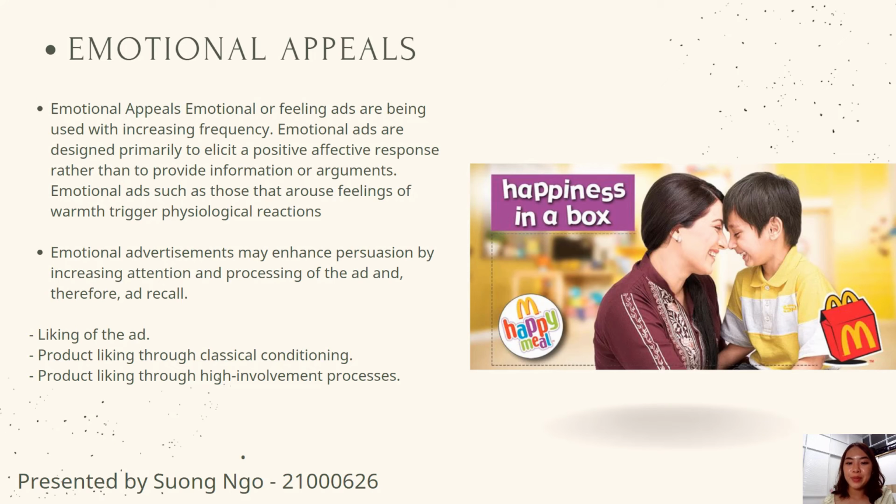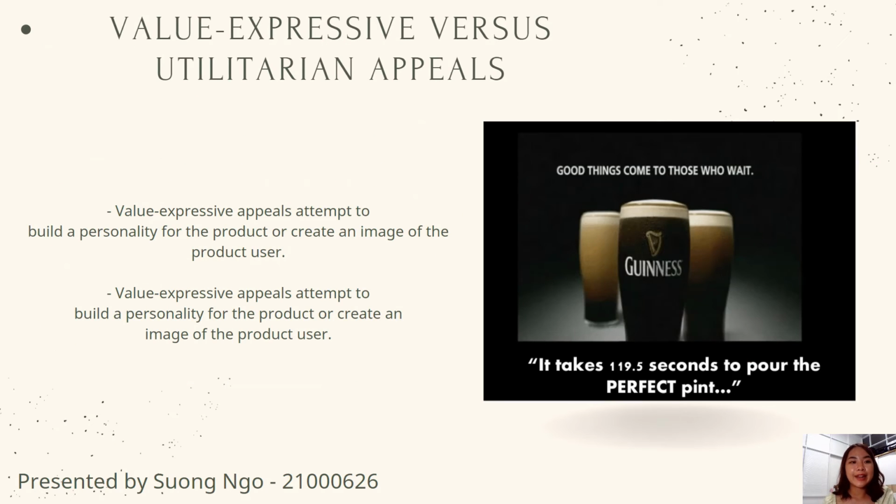When you buy a Happy Meal in McDonald's, you can have a toy like Doraemon for kids or some funny things. And emotional advertisements may enhance persuasion by increasing attention and processing of the ad and therefore ad recall. So there is liking of the ad, product liking through classical conditioning, product liking through high involvement processes.